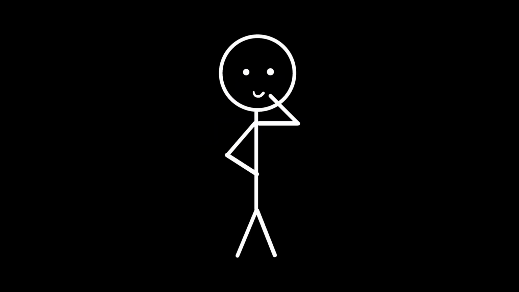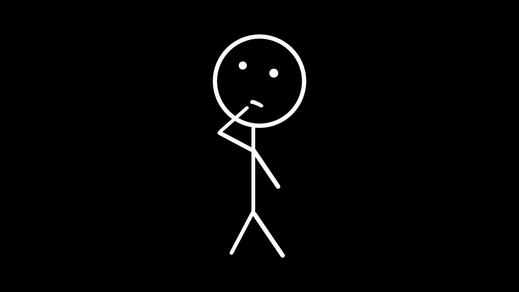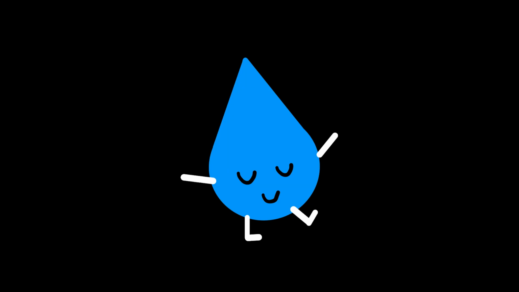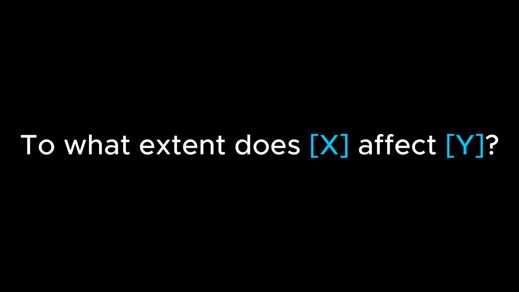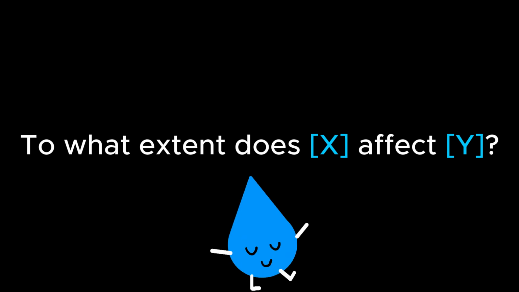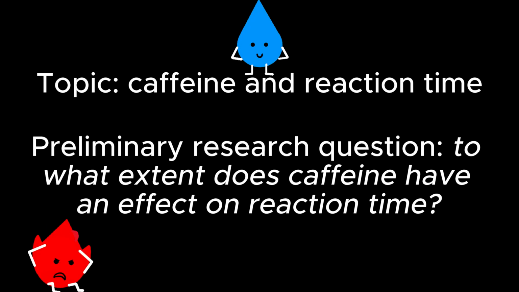I see. Once I have the topic, how do I make it a research question? Good question. If you're really stuck, you can use the sentence structure, to what extent does X affect Y? And the research question should naturally flow. For example, if your topic is on caffeine and reaction time, a preliminary research question could be, to what extent does caffeine have an effect on reaction time? You're not limited to this structure though.